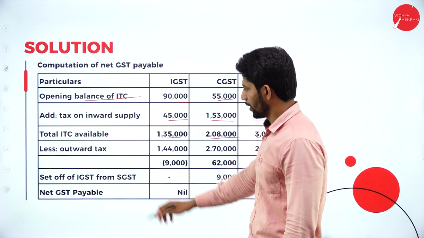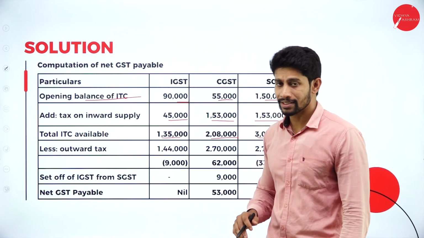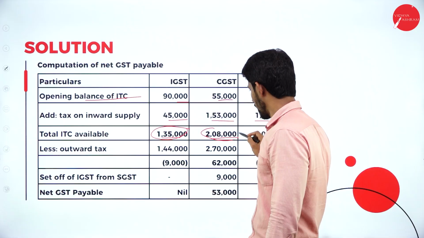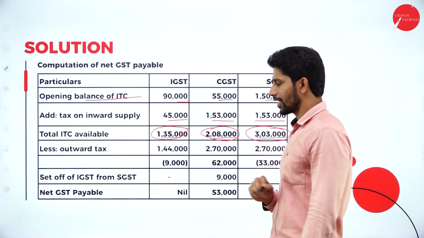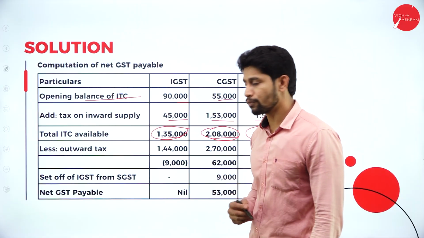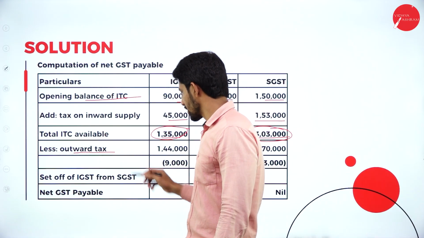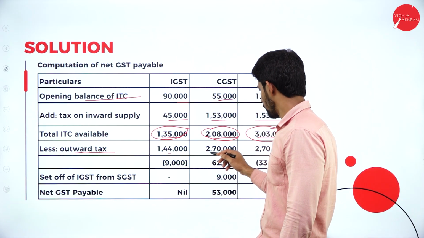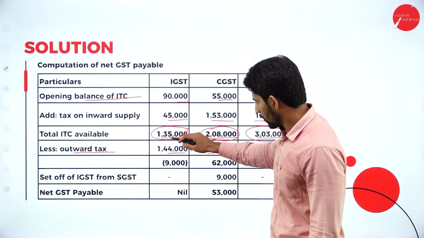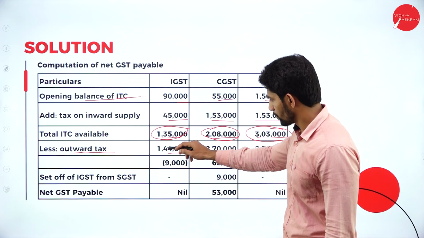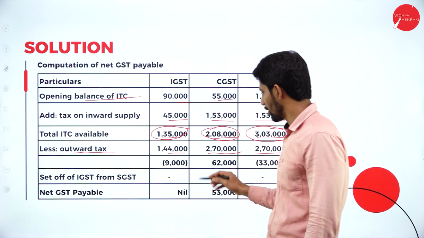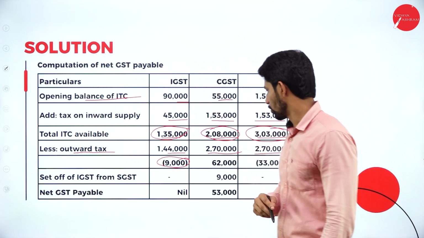If you total it, you will get 1,35,000, 2,08,000 and 3,03,000. So here, less output tax. So in account you have 1,35,000, 2,08,000 and 3,03,000. Now from that, input tax less output tax. What is the outward tax you are supposed to pay? 1,44,000, 2,70,000 and 2,70,000. So in account you have 1,35,000 but you are supposed to pay 1,44,000. Still you have to pay 9,000 rupees.